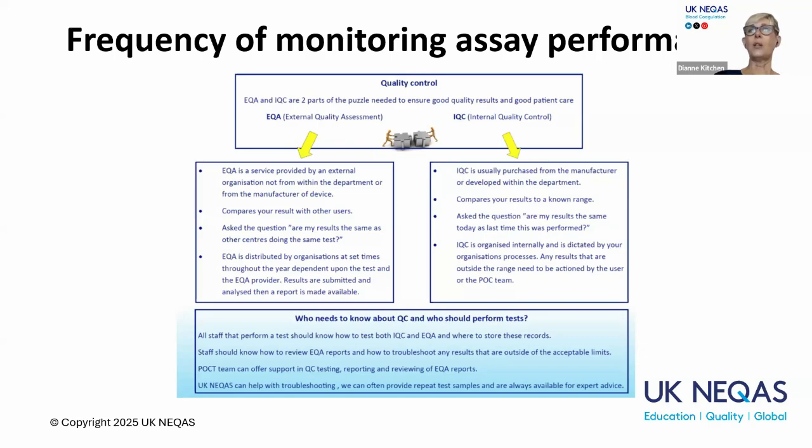So you should have SOPs in place that tell you when to test. You should be fully trained in how to test, where to record it, and what to do if the result is outside of the range. Everybody should know where the IQC and EQA results are stored. If you're coming on shift and want to do an emergency test, you should be able to very quickly check that everything's up to date and that the machine and the test strips are fully working.